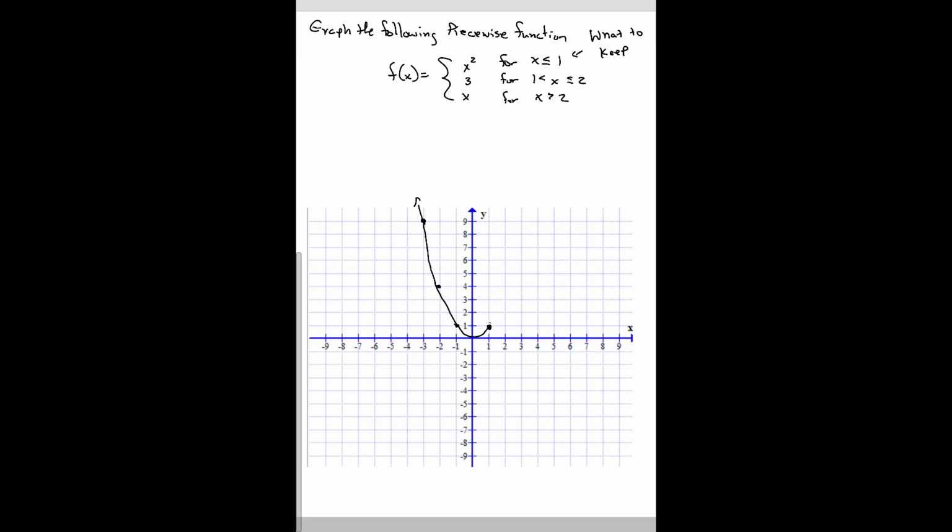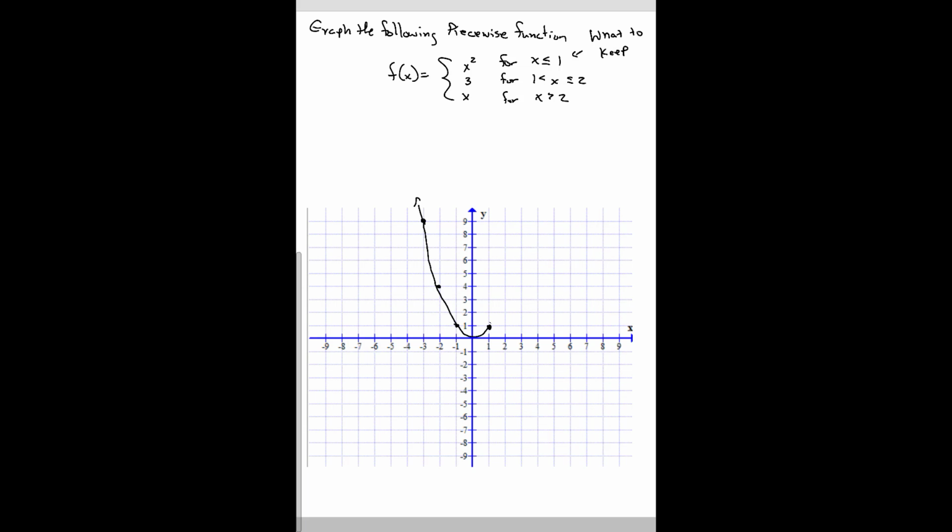All right. Now, since our inequality is less than or equal to 1, that means we're going to have a closed dot on the x is 1 part, okay? Because if it was less than, then we would have an open dot. We'd have an open circle. Now, moving on to the next one.